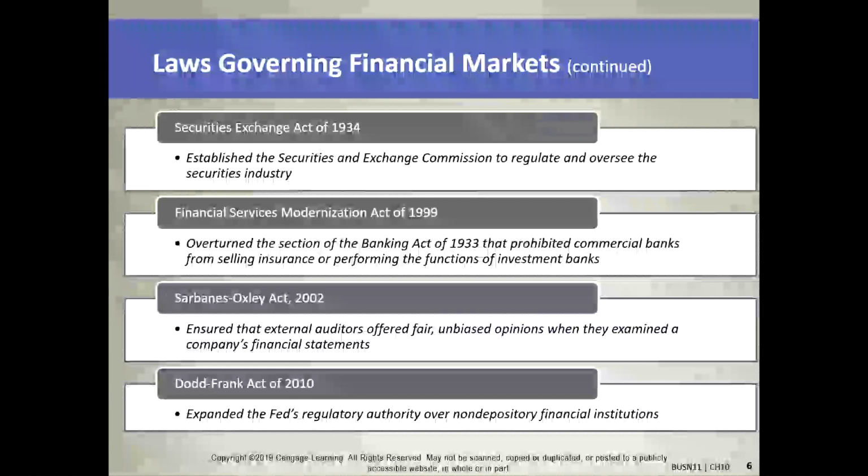Sarbanes-Oxley Act of 2002, this has come up quite a few times in the course. This ensured that external auditors offer fair, unbiased opinions when they examine financial statements. One of the ways that they do this is by making sure external auditors don't have any affiliations with the companies that they're auditing. And then finally, we have the Dodd-Frank Act of 2010, and this expanded the Fed's regulatory authority over non-depository financial institutions. Prior to the Dodd-Frank Act, the Fed's authority was essentially over depository institutions such as commercial banks, S&Ls, and credit unions, but the Fed's scope expanded following the Dodd-Frank Act of 2010.